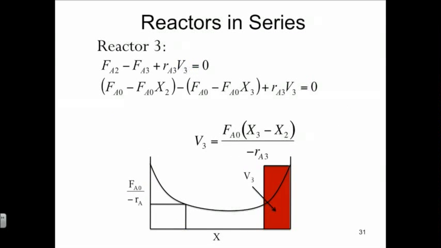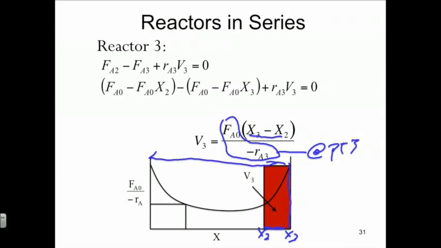In terms of our Levenspiel plot, it'll look something like this. This being X3, and this being X2. So it'll be this distance here; the base will be X3 minus X2, times the height. Well, we have to come up here. At X3, we have to find out what Fa0 over minus Ra is at point 3. We simply come up here and read off the graph Fa0 over minus Ra, and that would be the height. So we have the base times the height, and that will give us our reactor volume V3.